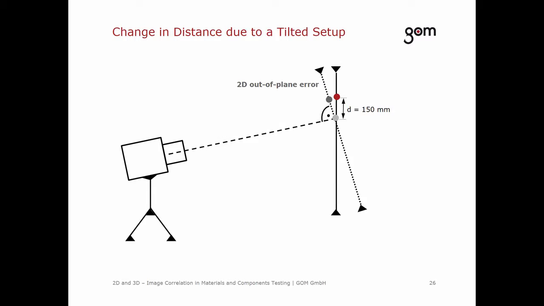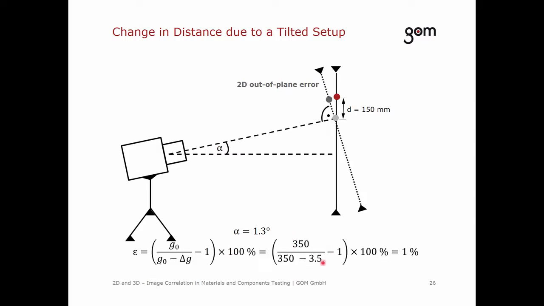Here is a numerical example. Let's assume that the point moves 150 millimeters upwards at the measuring distance of 350 millimeters. When the camera is tilted by 1.3 degrees, this corresponds to a delta G of 0.5 millimeters. If we insert it again in the equation, we get a pseudostrain of 1%, which is significant for plastic values.